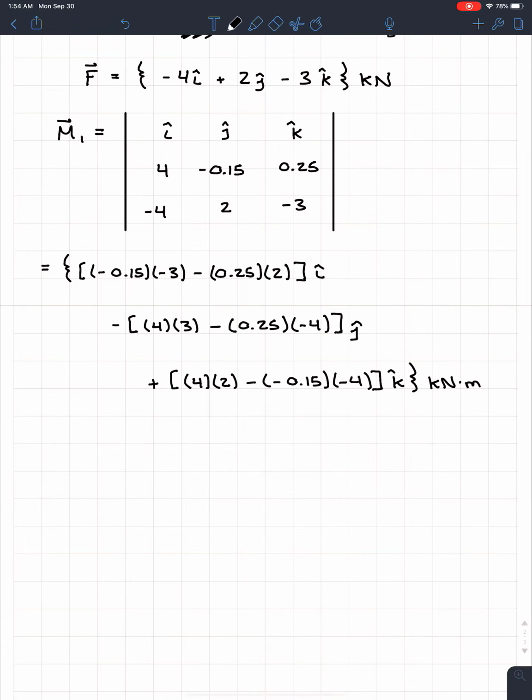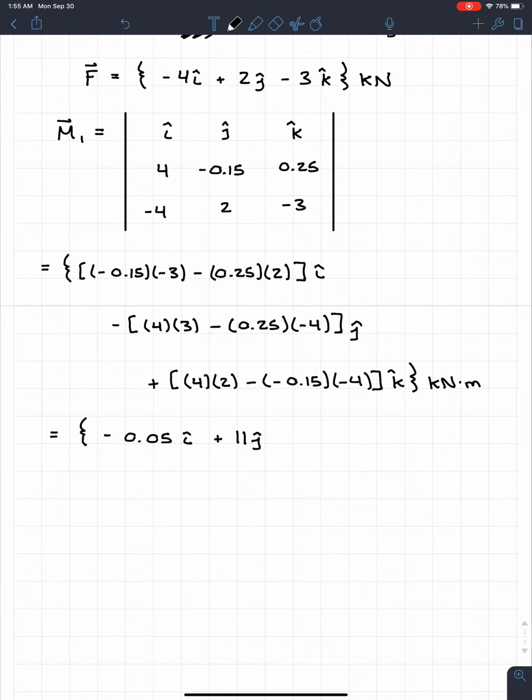So we're just going to simplify it real quick by doing all the calculations and get a single vector. So we know that M1 is going to be equal to -0.05i, and then we're going to have plus 11j.